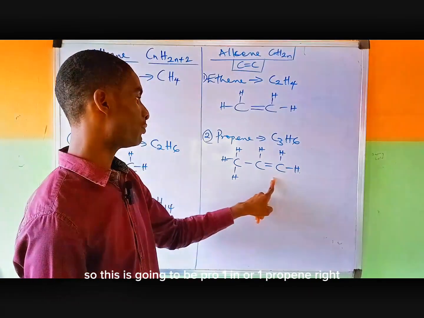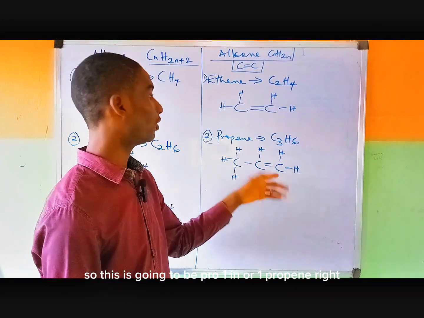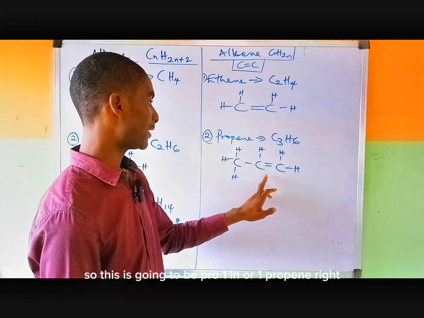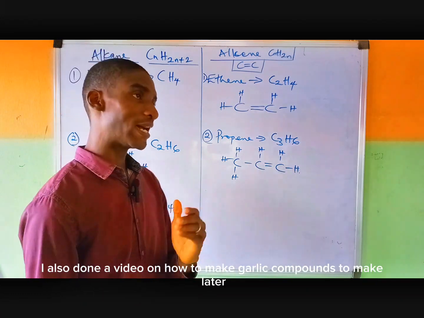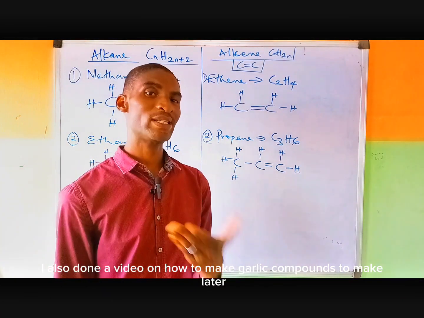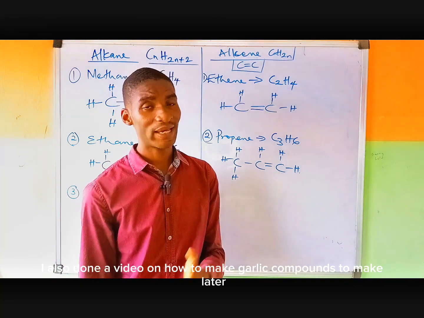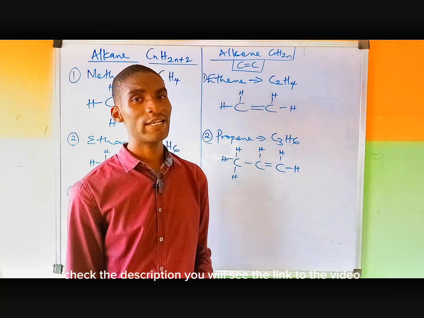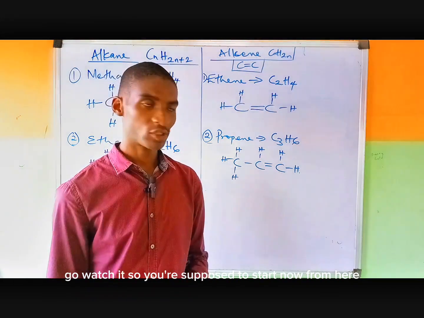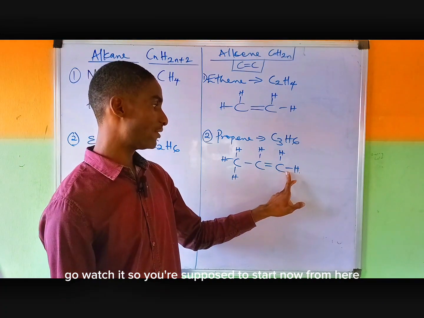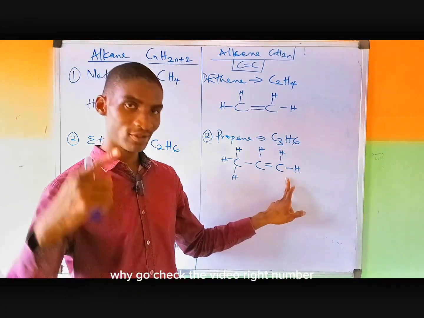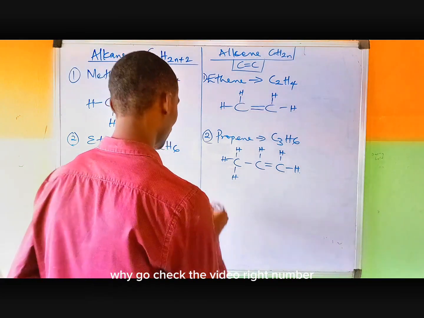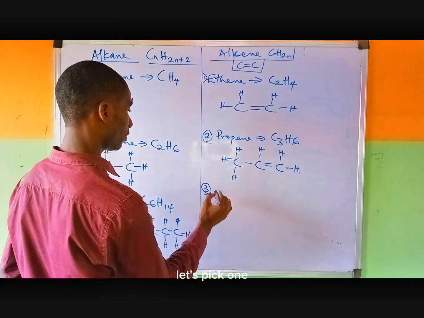So this is going to be prop-1-ene or 1-propene. Right? And when you are naming, I've done a video on how to name organic compounds, nomenclature. Check the description, you will see the link to the video. Go watch it. So you're supposed to start naming from here. Why? Go check the video. Alright?